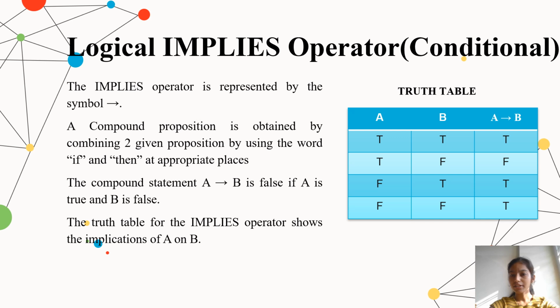If A is true and B is true, A implies B is true. If A is true and B is false, then A implies B is false. If A is false and B is true, then A implies B will be true. If A is false and B is false, A implies B is true.